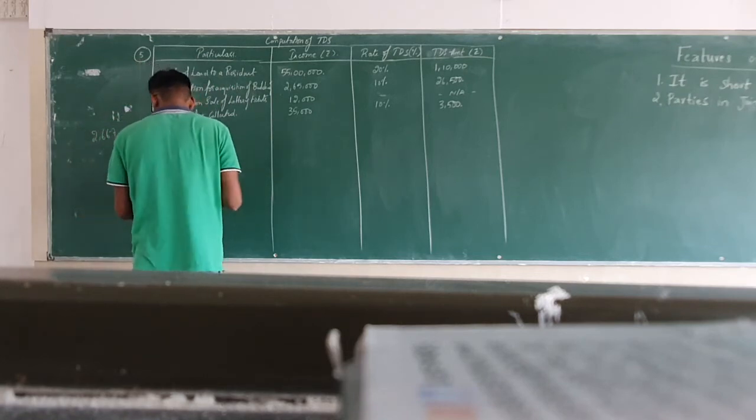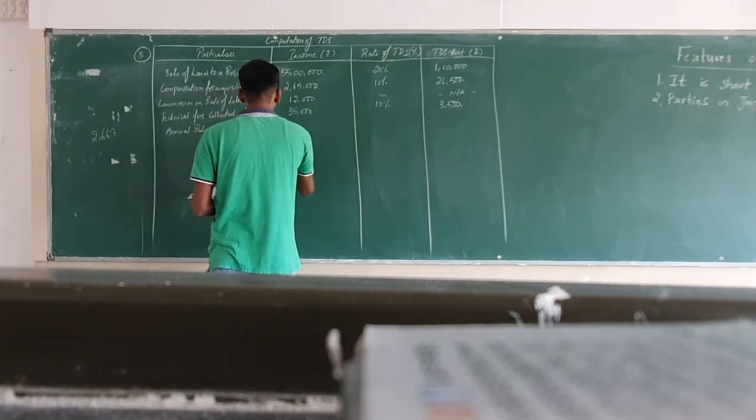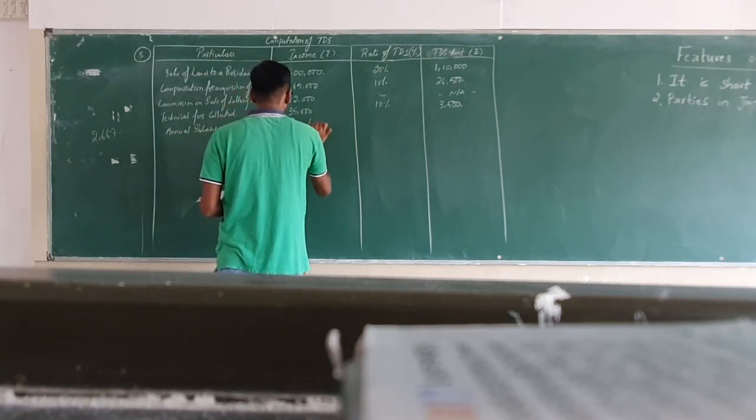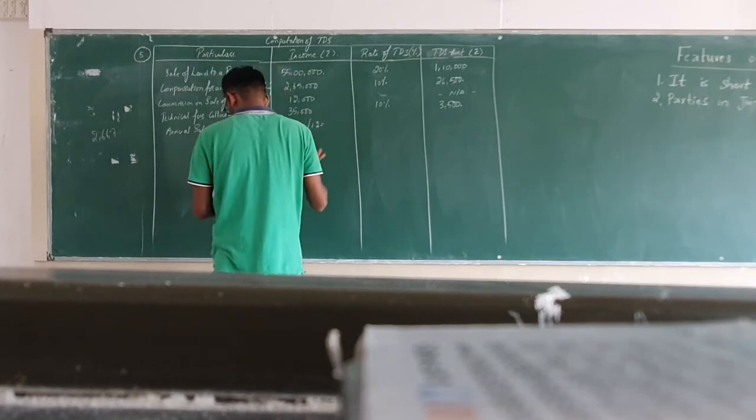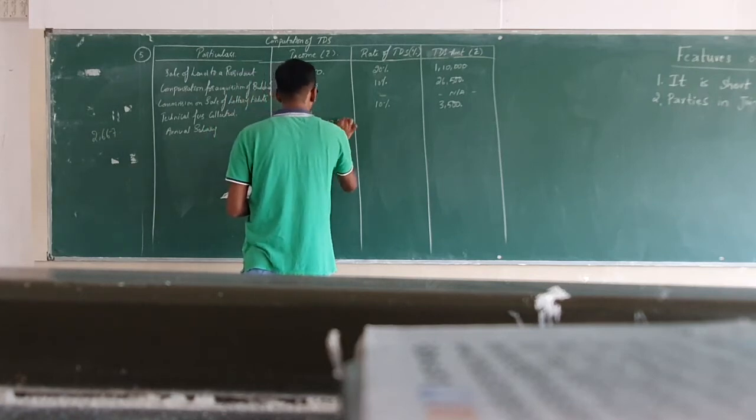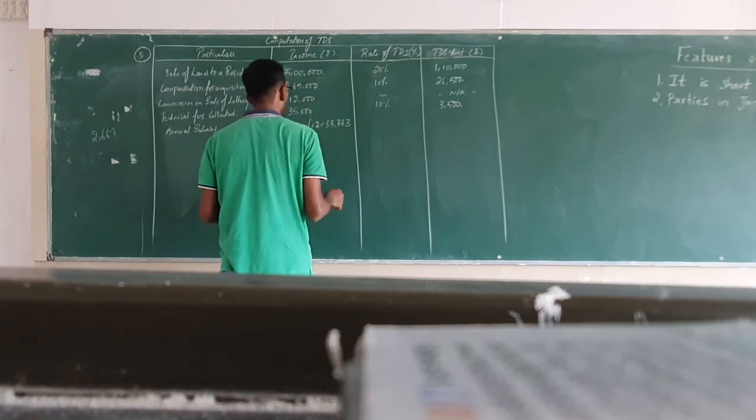They are given as 4 lakh rupees. Now this 4 lakh rupees again we have to divide by 12 months. So how much do we get? We get 33,333.